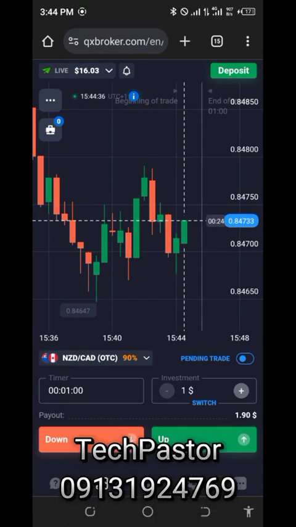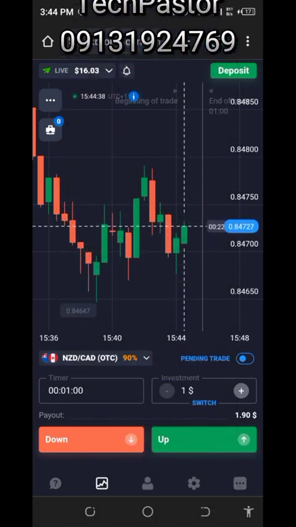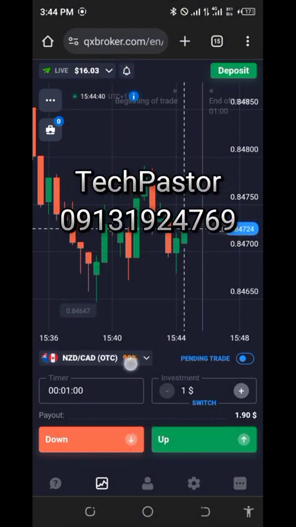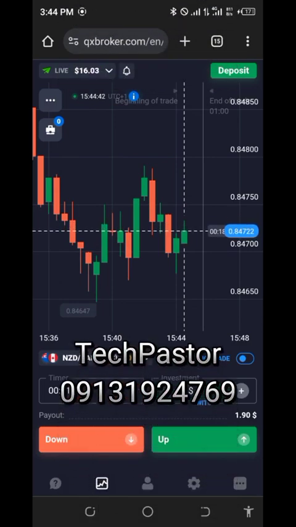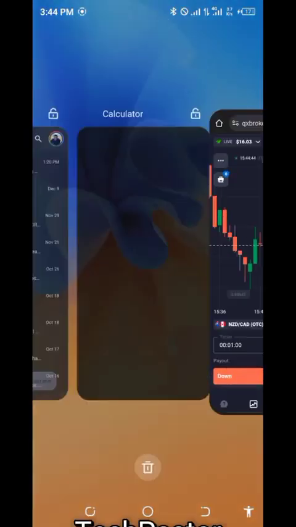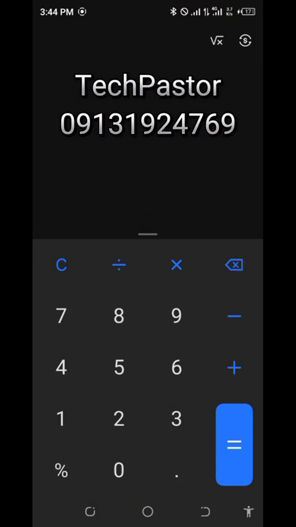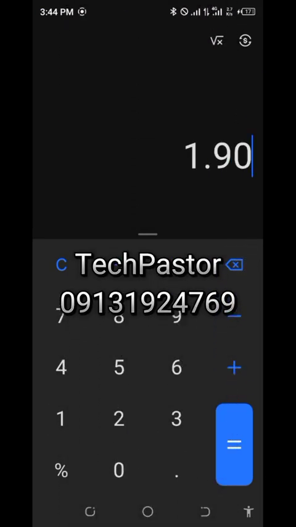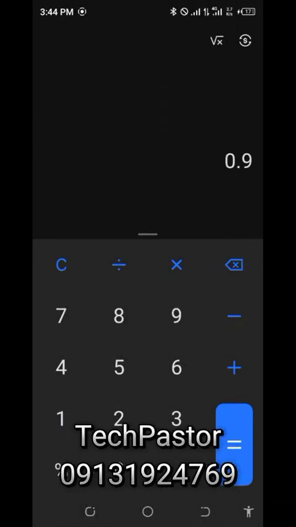Okay, so that means you can see what I was telling you now. The percentage is now 90. You can now see that it is now 1.90. That means that if I trade with this, 1.90 minus 1, that is 0.9.